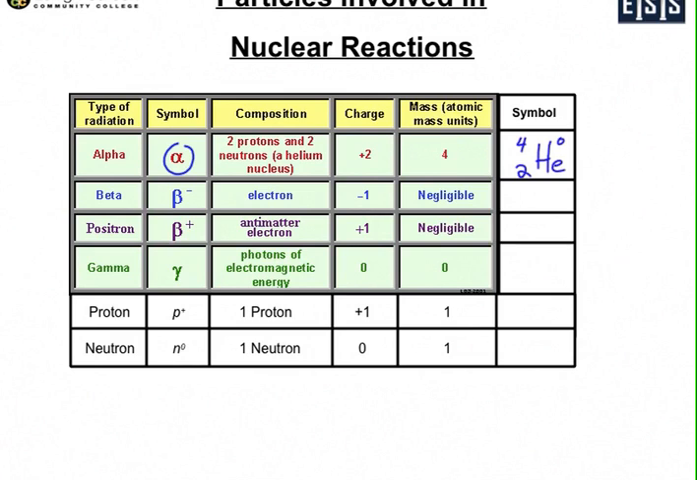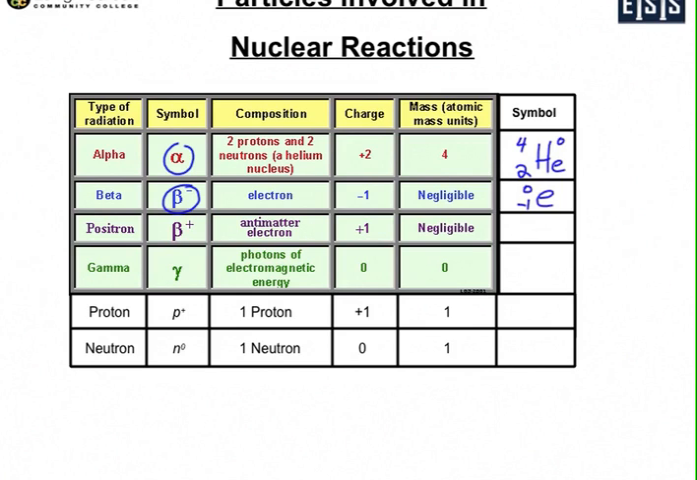In beta decay, your beta radiation is represented by this symbol here. Beta decay is the release of an electron from a nucleus. An electron has a -1 charge. The mass is negligible. It's only about a thousandth of an AMU, so you can ignore the mass change. And we represent that, it's an electron, so we use an e, with 0 mass, but it does have a -1 charge. That's the way we show it.